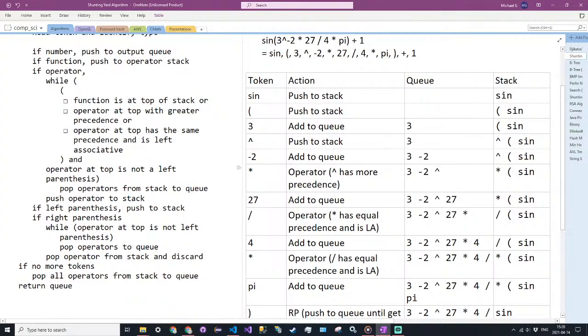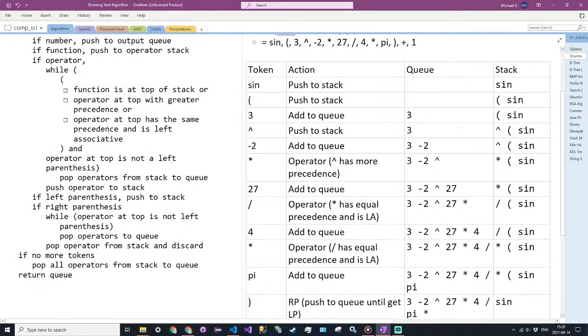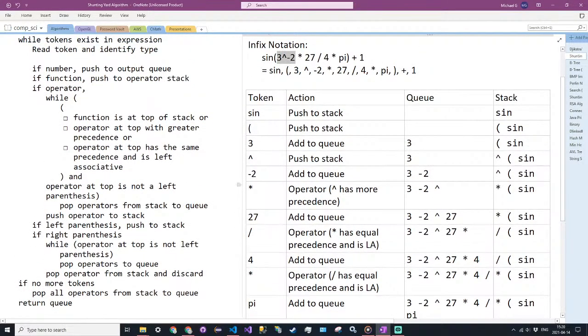So we get a 3, -2, and then the exponent sign. You may see a pattern here. This kind of matches postfix notation. And then we push the multiplication sign to the stack. 27, constant, put it in the queue. Division, we have an operator here. There's an operator at the top of the stack. The multiplication sign has equal precedence and is left associative. So this condition passes. Then we pop the multiplication sign from the stack, put it onto the queue, and then push the division sign onto the stack.